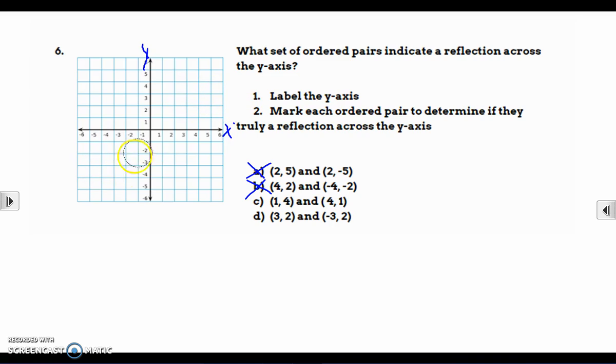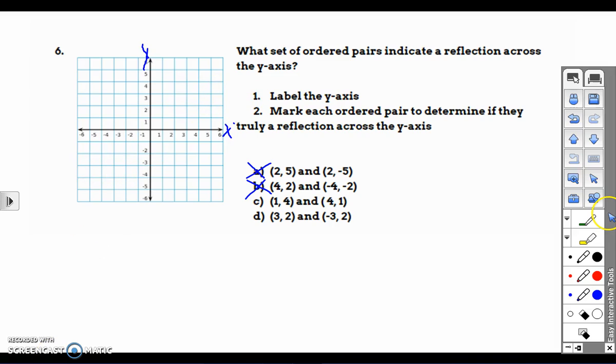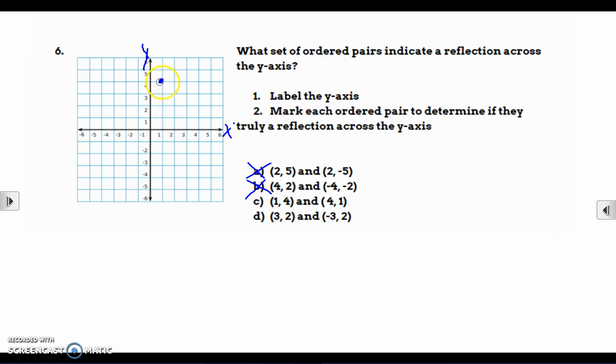Let's plot the points for letter C. We're going to plot 1, 4. That means start at the origin. 1 means move 1 to the right. 4 means move 4 up. That's the point 1, 4. And now, to be a reflection over the y-axis, it's going to land somewhere here in the second quadrant.